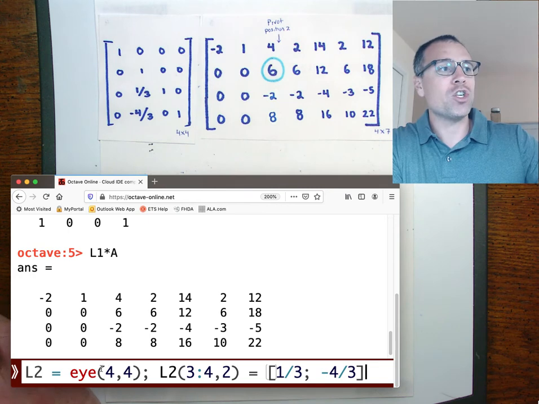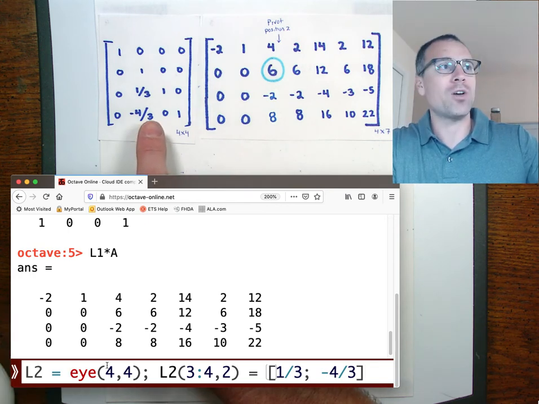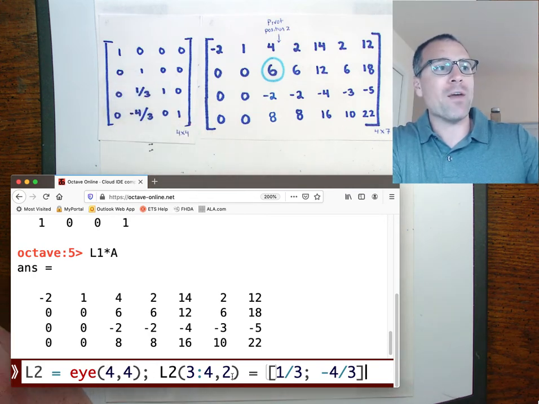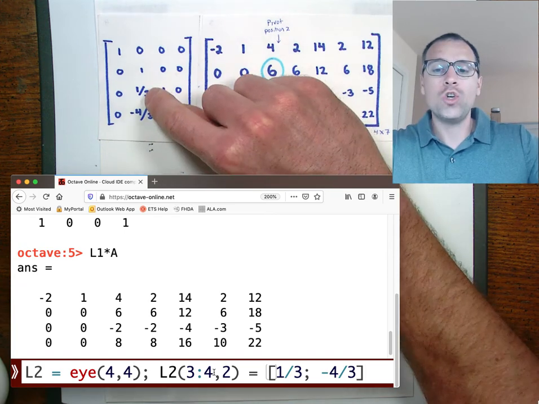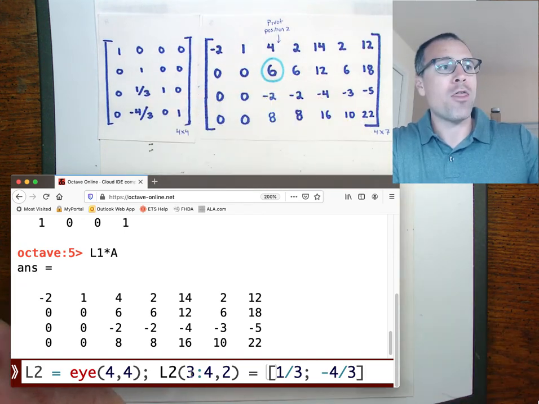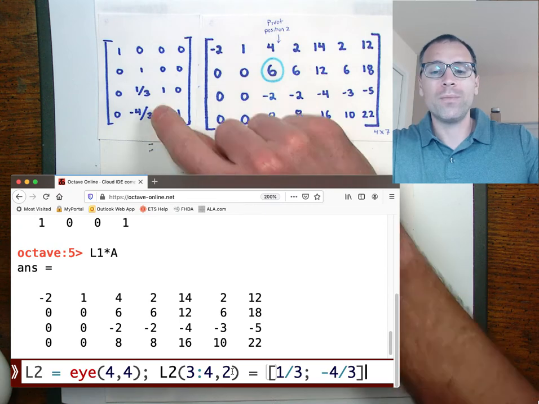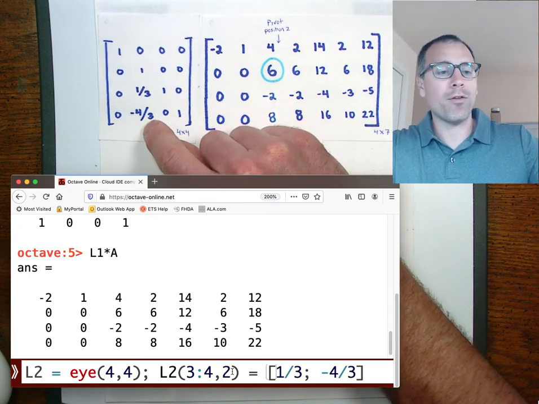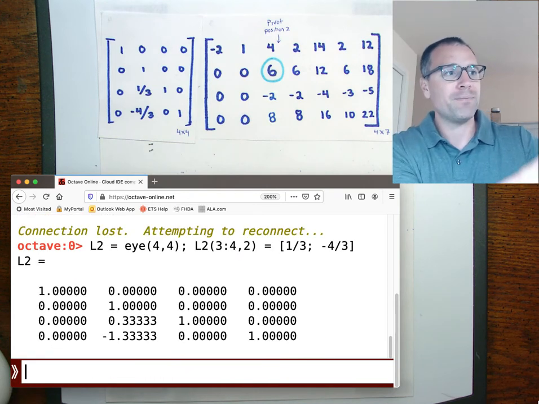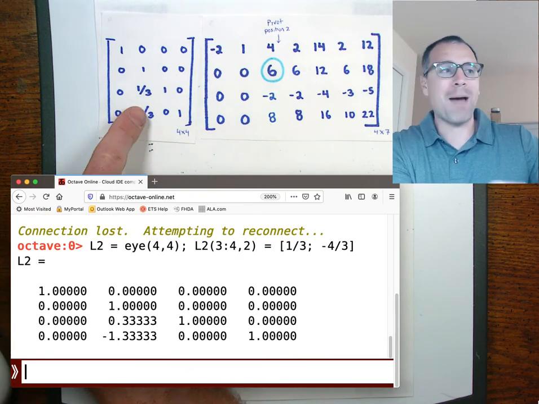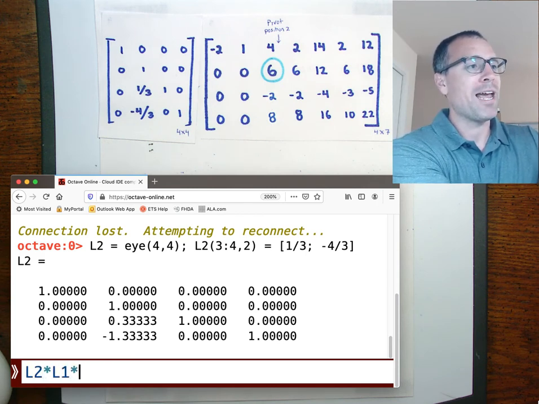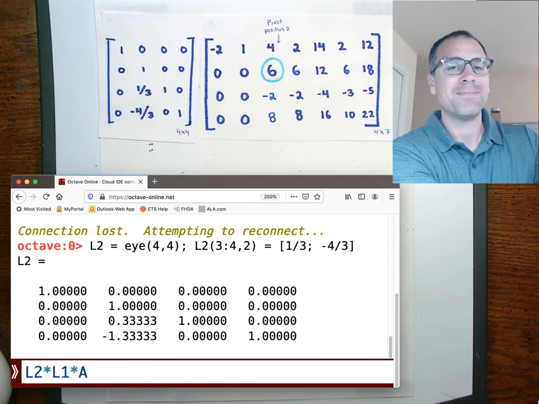We're going to first use the I function, which sets the 4x4 identity matrix, all zeros except for the main diagonal entries, which are 1. And then we're going to fill out the 2 entries, the third and fourth rows in column 2, with the column vector 1/3 and negative 4/3. When I hit this, indeed you see on screen that matrix is now stored in L2, and then I can multiply L2 by L1 by A.